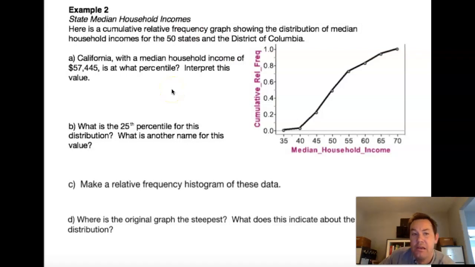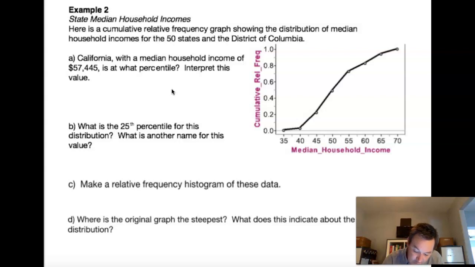All right, so here we're given the cumulative relative frequency graph showing the distribution of median household incomes for 50 states in the District of Columbia. And A, it says California with a median household income of $57,445 is at what percentile? Interpret this value. Okay, so you can see that our x-axis is our median household incomes, and they tell us that California has one at 57,445.